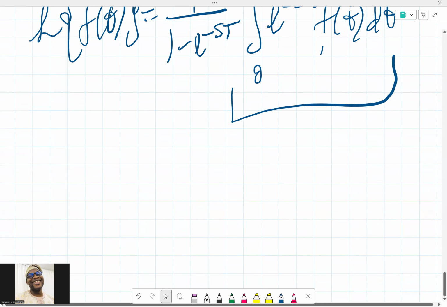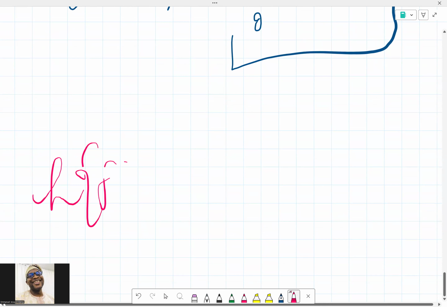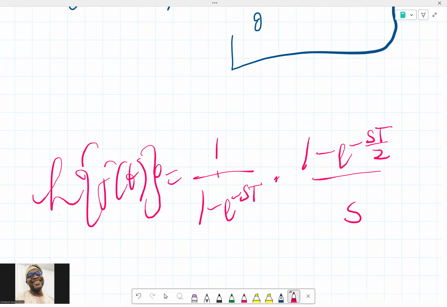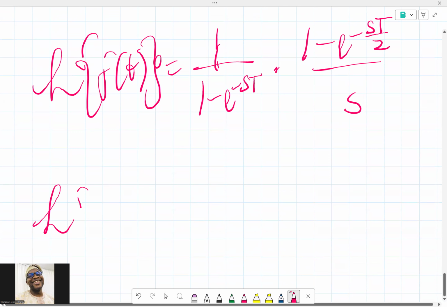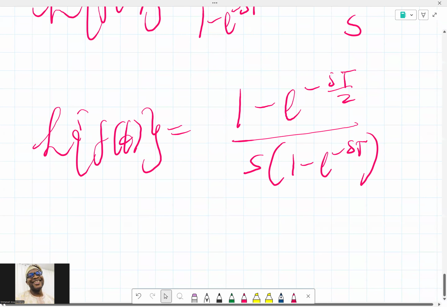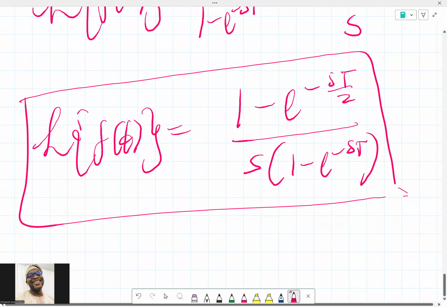And then we have that the Laplace of f of t is equal to 1 over 1 minus e raised to the power minus s big T, multiplied by 1 minus e raised to the power minus s big T divided by 2, all over s. And that is what we have. That's the result. We may just want to tidy all of that up. So the Laplace of f of t is now the same as 1 minus e raised to the power minus sT over 2, all over s times 1 minus e raised to the power minus s big T. And that is the result for a square wave function.